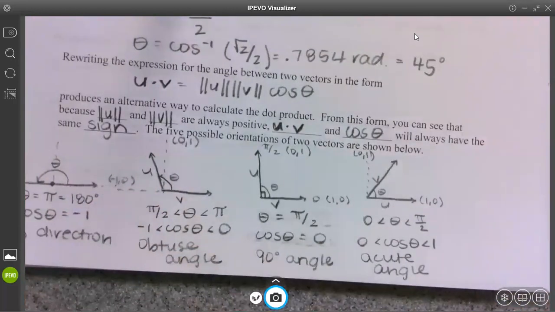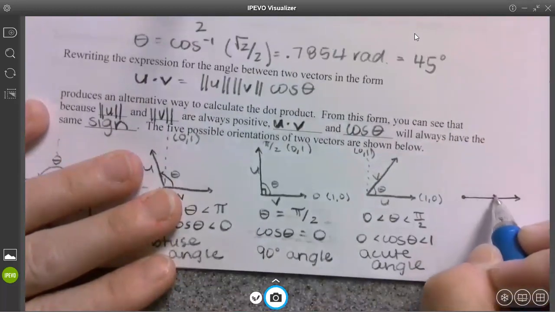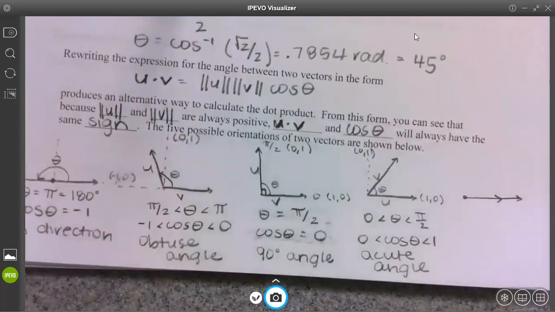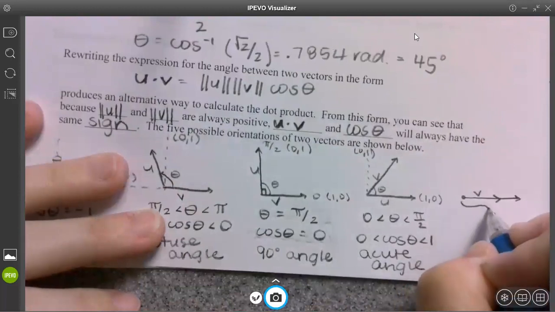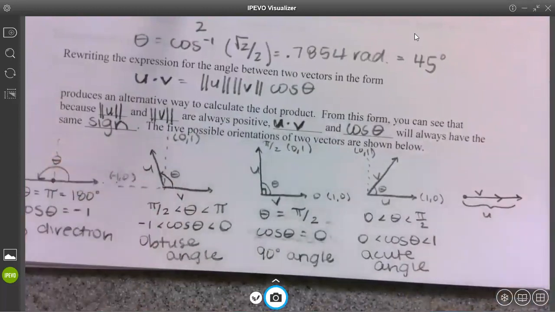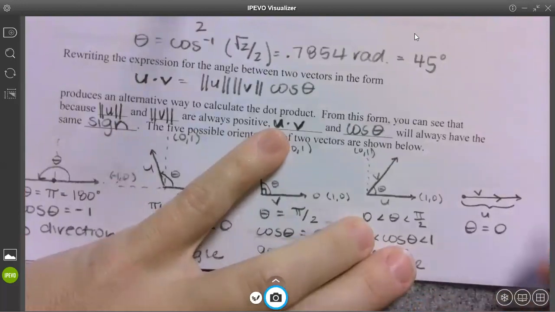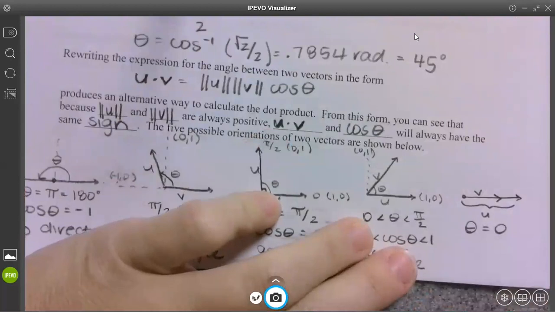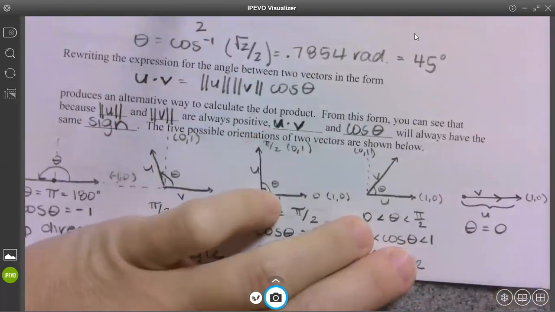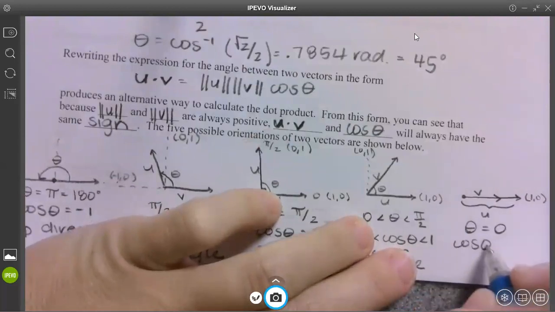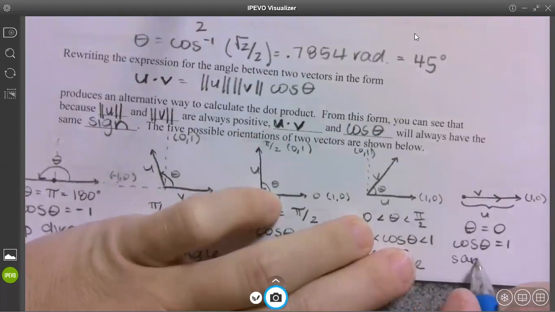All right, and the last one is going to look like this. You're actually going to have an angle on top of itself. So the little part is going to be V, and the full length we're going to call U. Theta is going to equal 0 because we didn't go anywhere. Our coordinate for our unit circle is 1, 0, so cosine theta will equal exactly 1, and these go in the same direction.